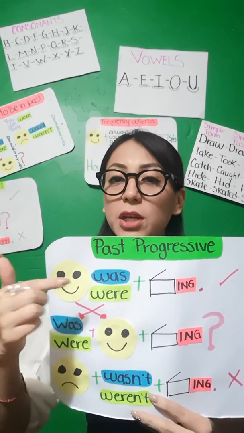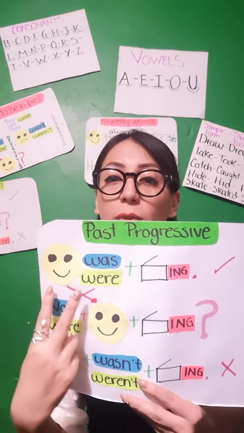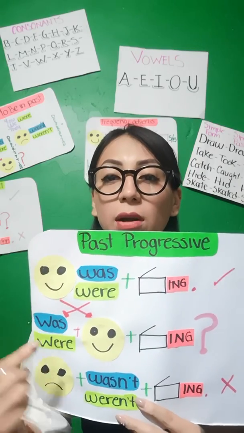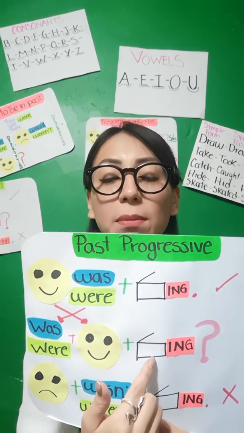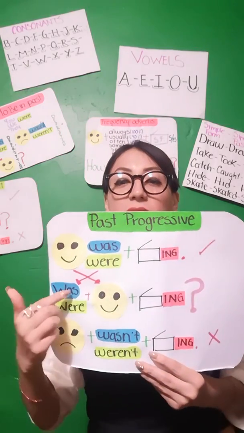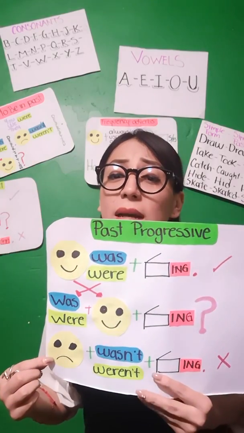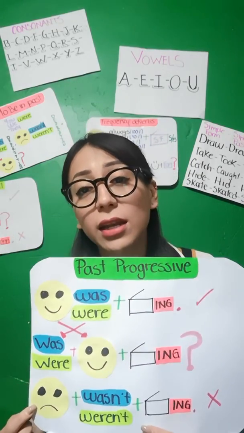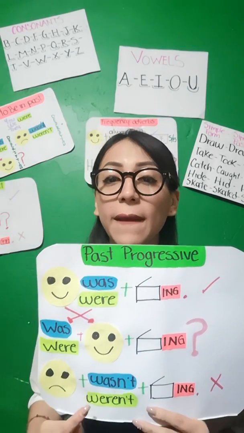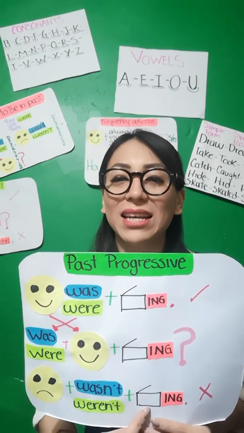So in affirmative, subject, verb to be in past, plus my verb in ing. In question, guys, we have to switch. So first I'm going to start with was or were, then my subject, then my verb in ing. Okay, so was, subject, ing. And in negative, remember that it is my subject first because it's negative. So subject plus wasn't, that is the contraction of was not, or weren't, that is the contraction of were not, plus my verb in ing.